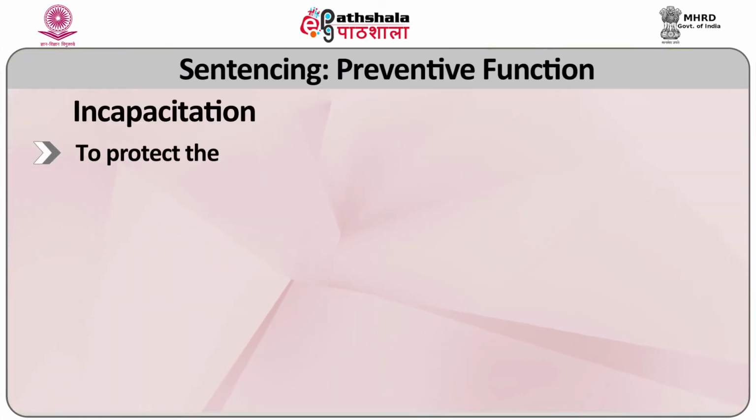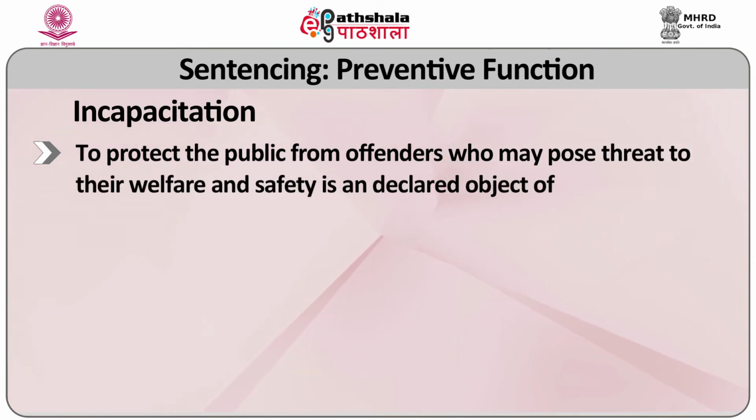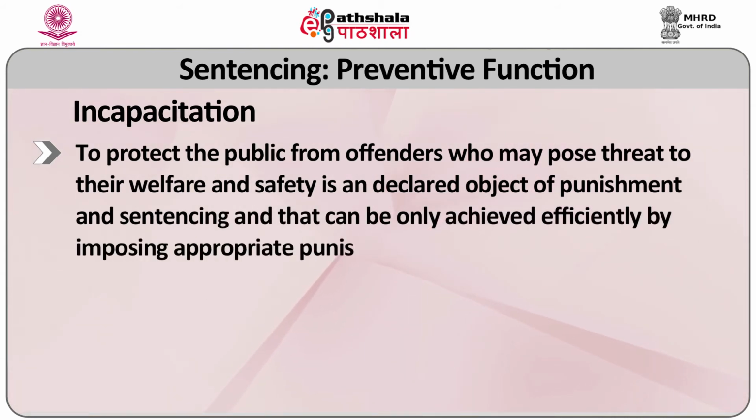We will analyze the second objective under the preventive function of sentencing, that is incapacitation. To protect the public from offenders who may pose a threat to their welfare and safety is a declared object of punishment and sentencing, and that can be achieved efficiently only by imposing appropriate punishment. With some offenders, neither deterrence nor rehabilitation theories will work. Therefore, it is the duty of the administration of the criminal justice system to incapacitate the offender by rendering the criminal incapable of committing the crime in future.